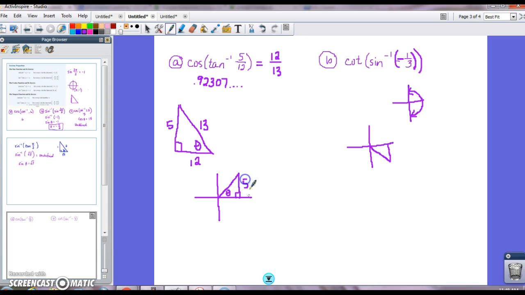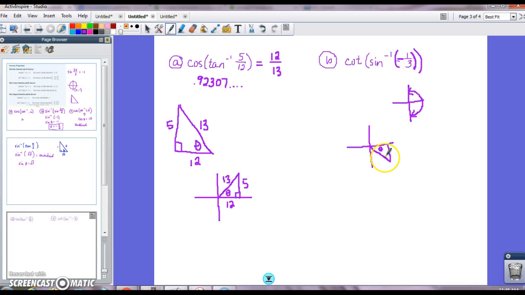Tangent was 5 over 12, and I would have gotten 13. I still would have gotten the same answer. I just didn't draw it there because everything was positive. If you feel better drawing it like that, please do so. However, in this case, because it's a negative, I want to make sure that I put it in the right place so that I get the right answer. This has to be down here because it's negative.